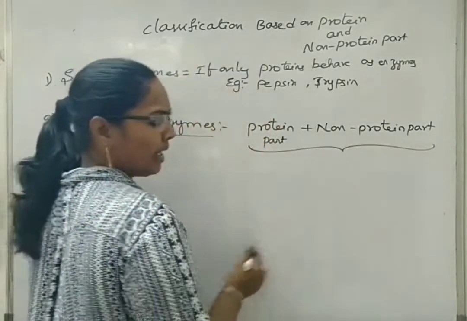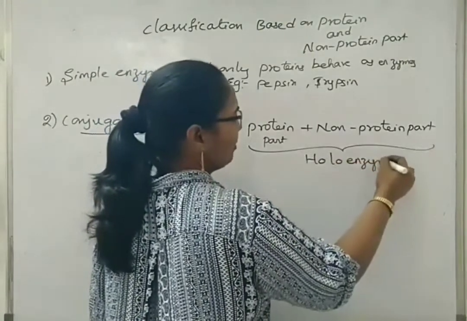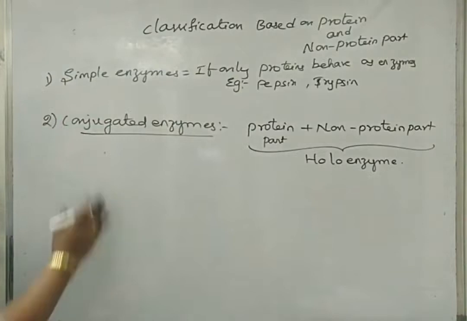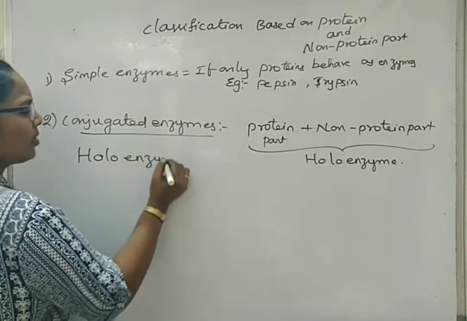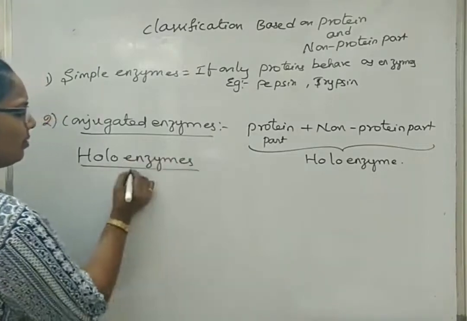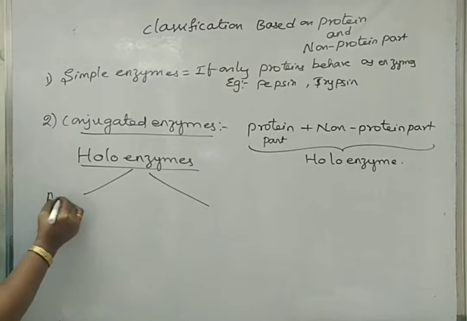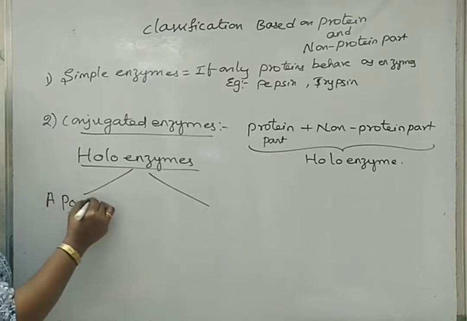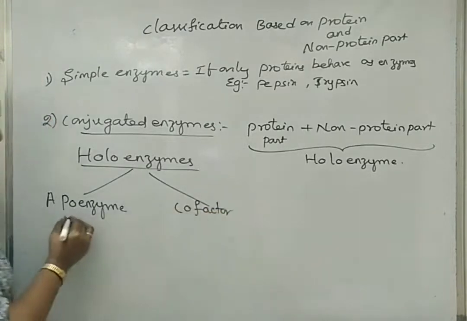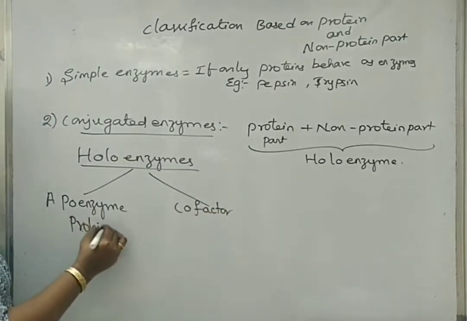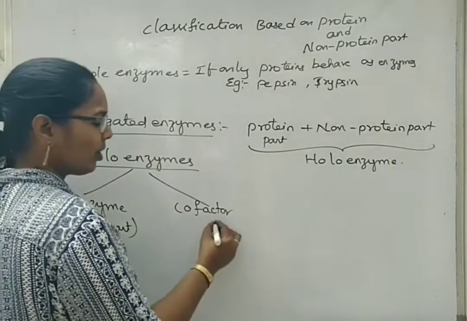These two combined are called holoenzymes, protein and non-protein part. So a holoenzyme has two parts. One is the protein part, that is called the apoenzyme, and a cofactor. Apoenzyme is considered the protein part. Cofactor is considered the non-protein part.